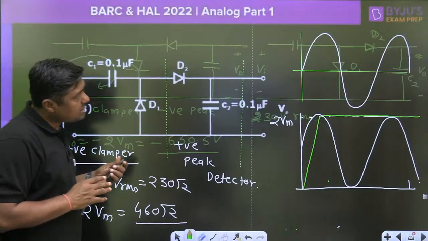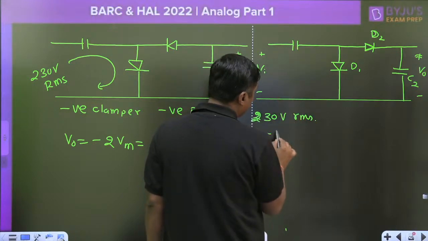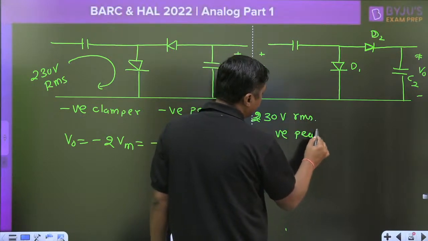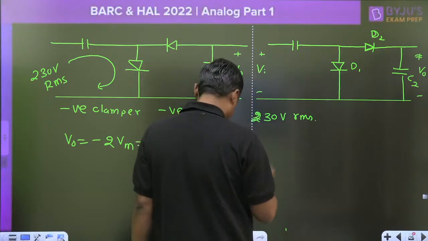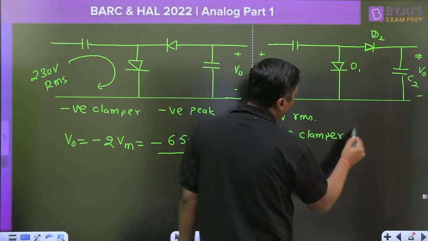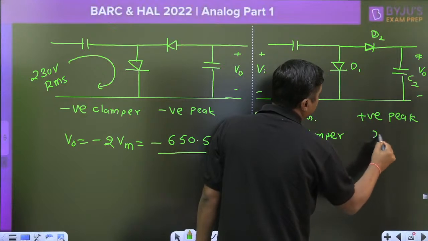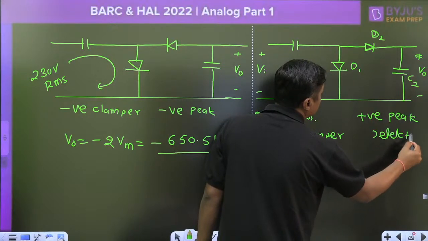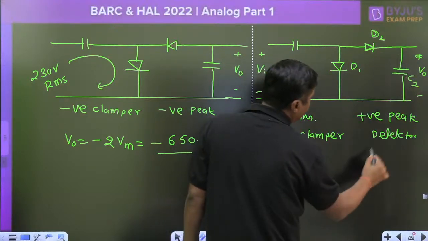In the second diagram, this is a negative clamper, but it is followed by a positive peak detector, and that's why the output of this diagram is 0.